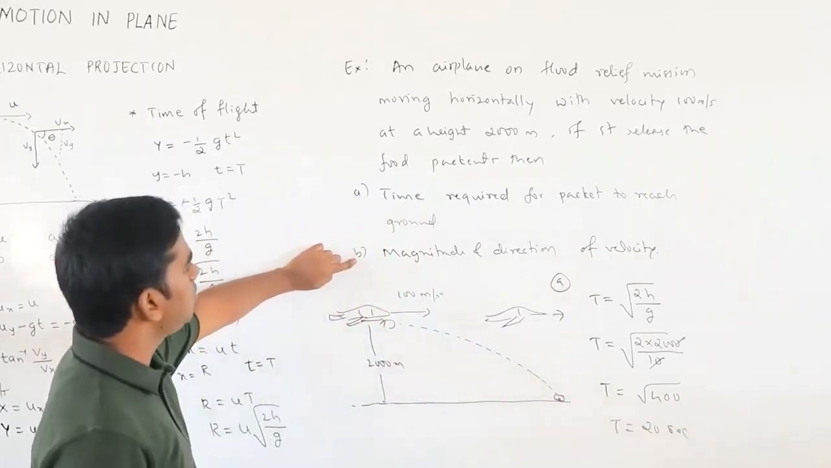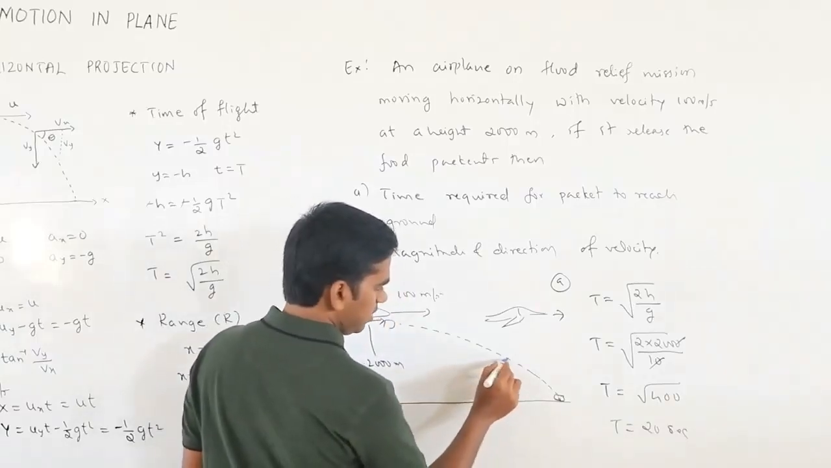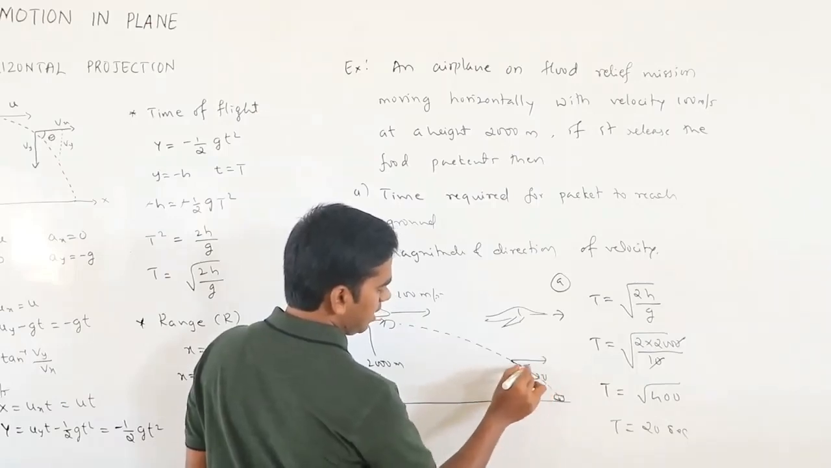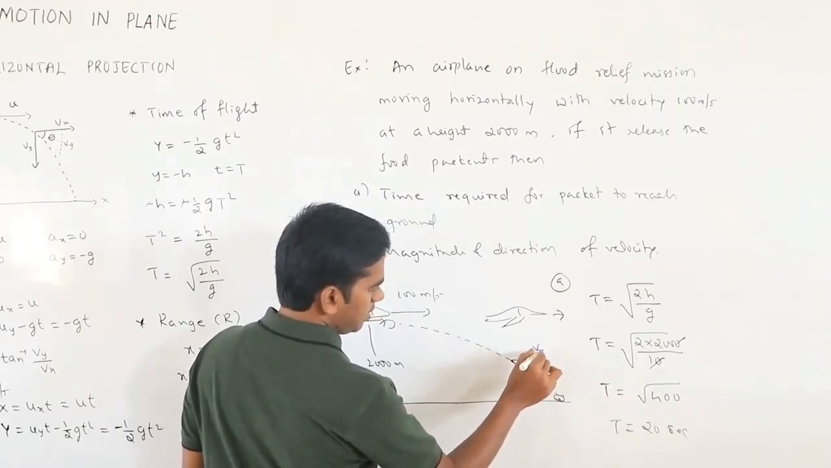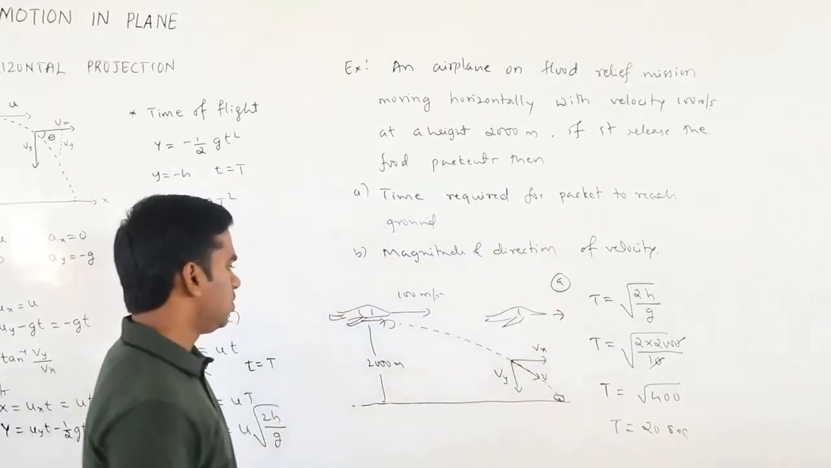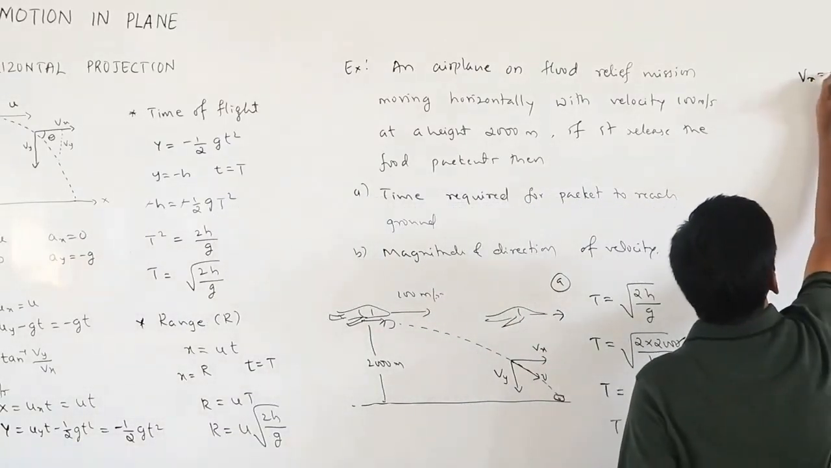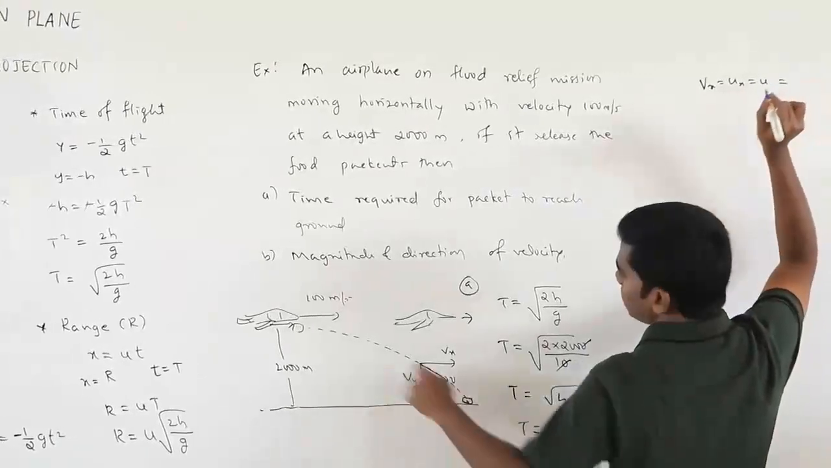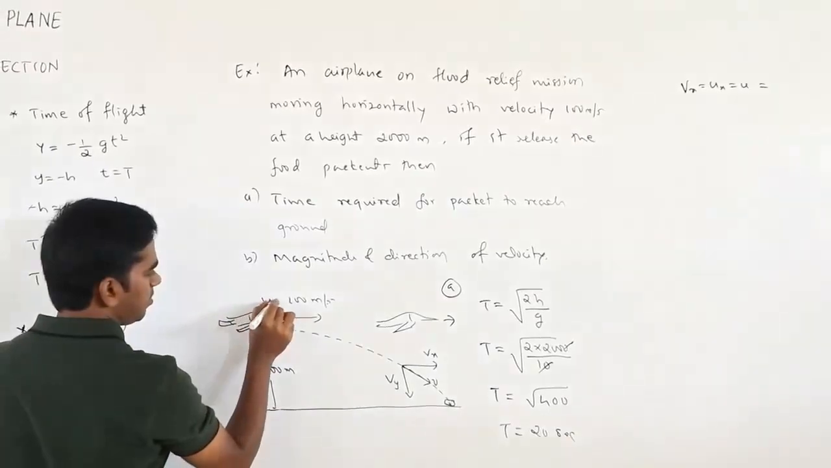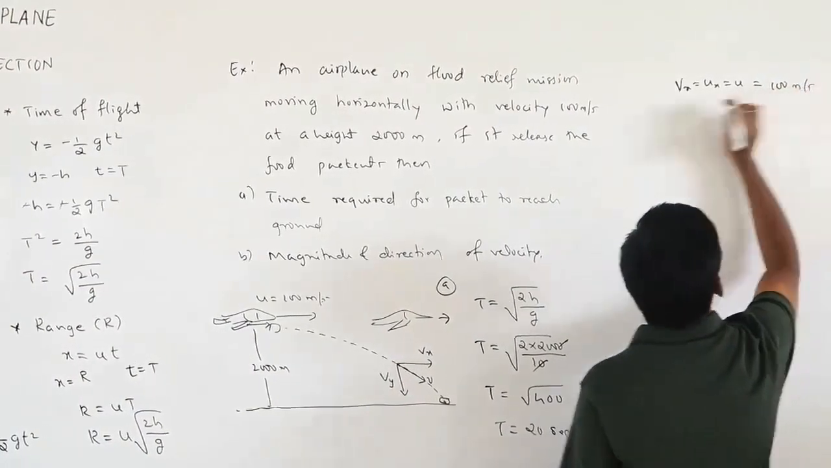What about B? Magnitude and direction of velocity. So here we have to find the magnitude and direction of velocity at the end. Here you can find this is the velocity, and this is going to be Vx, and this is going to be Vy. So what is Vx? Obviously we know that Vx equals Ux equals U, that is nothing but 100 meter per second. Initial velocity is 100 meter per second only. So let me take Vx as 100 meter per second.